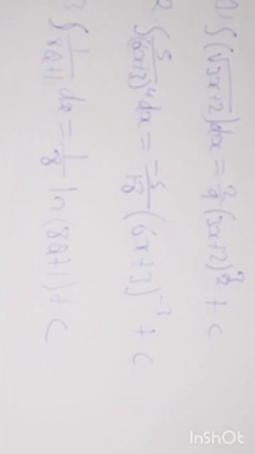You go down now to the third one, which is the integral of 1 over 8q plus 1 dq. This one gave us 1 over 8 ln of 8q plus 1 plus the constant. These are just the summary of our answers. Then we are done.